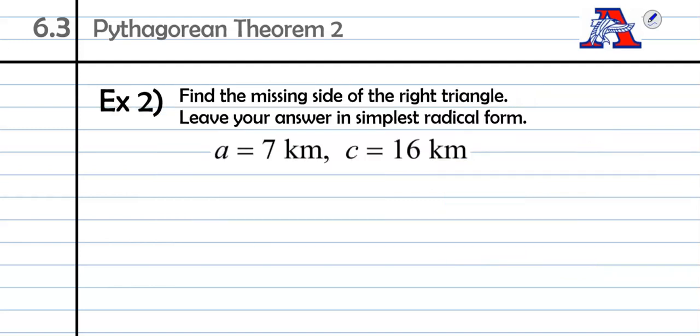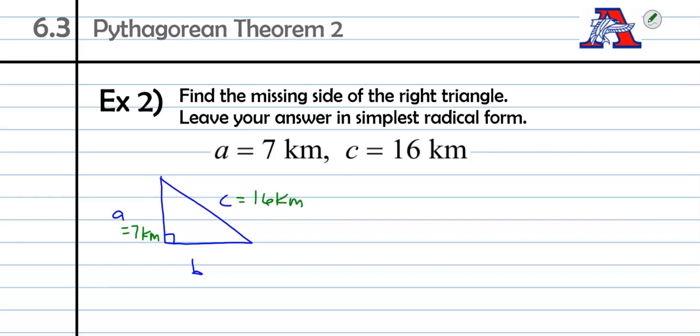All right, next problem. This time we're not given a triangle, so we're going to have to create one. Also, we're going to leave our answer in simplest radical form, so we'll practice that a little since it's been a couple lessons. We have A and C given to us, so we just need to sketch a triangle. It doesn't need to be perfect or to scale, but it's going to be a right triangle. Remember that our legs are A and B, and our hypotenuse is C. Let's fill in what they gave us: A is 7 kilometers, and C is 16 kilometers.